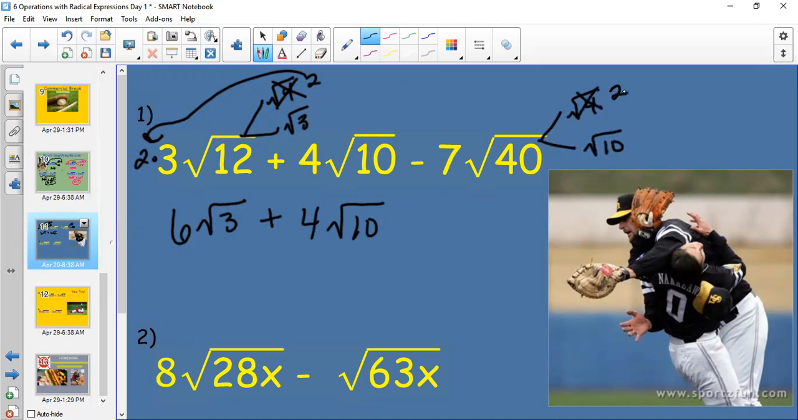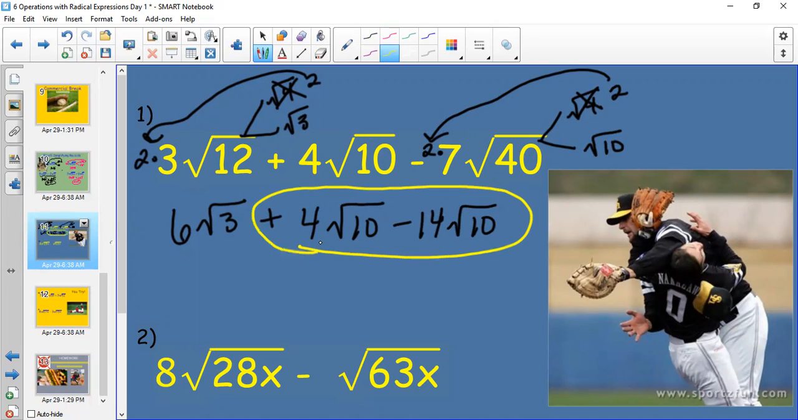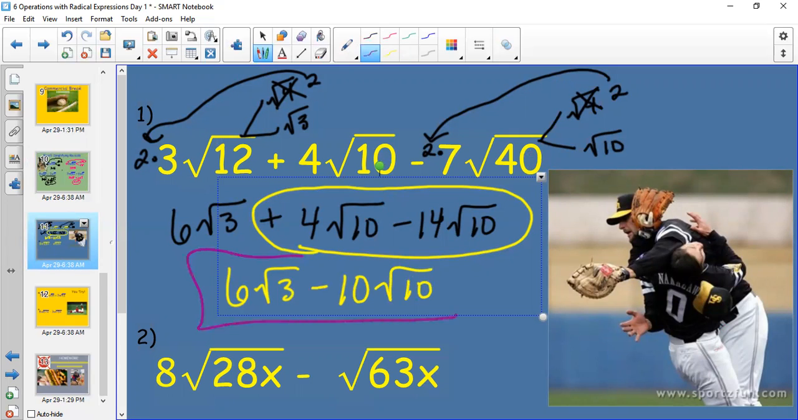Square root of 4 is 2. That's going to come out front with my 7. So this would be negative 14 square root 10. And put your like terms together here. Square root of 10s. I'm going to keep my 6 square root 3. Add those together, I would get negative 10 square root 10. So for my final answer.